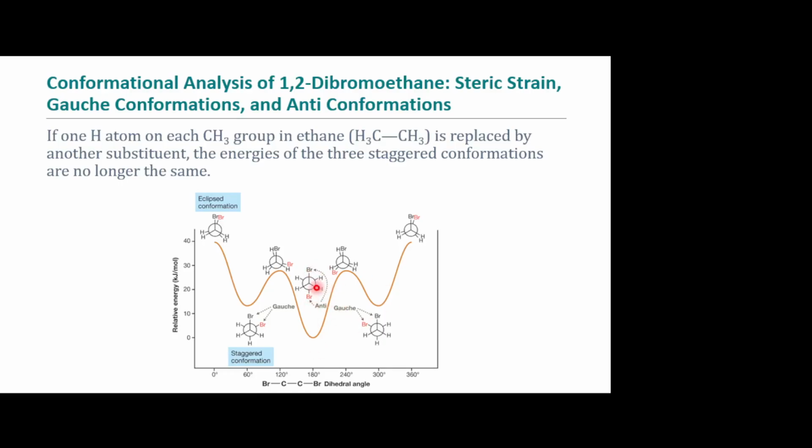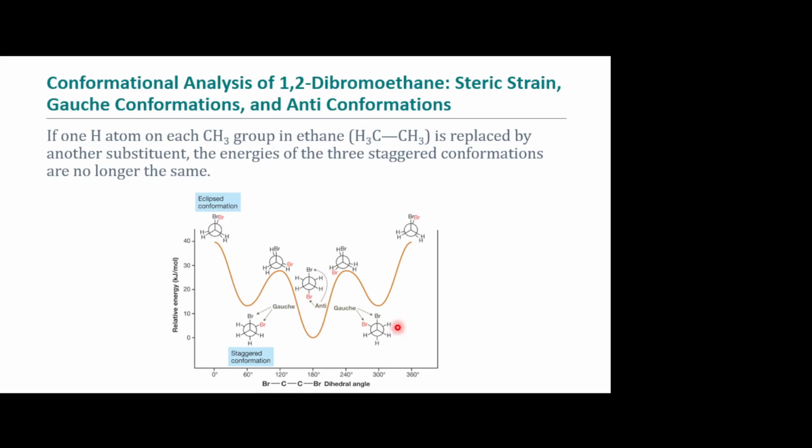This is where the bromines are opposite each other. If you look at this bromine here, it's on one carbon, and this bromine's on the other, and they are on the opposite sides of each other. So they can't interact with each other at all, because they're on completely opposite sides of the molecule. That's going to give you the lowest energy possible, because they no longer interact with each other at all. The only ones they interact with are the hydrogens that are nearby.